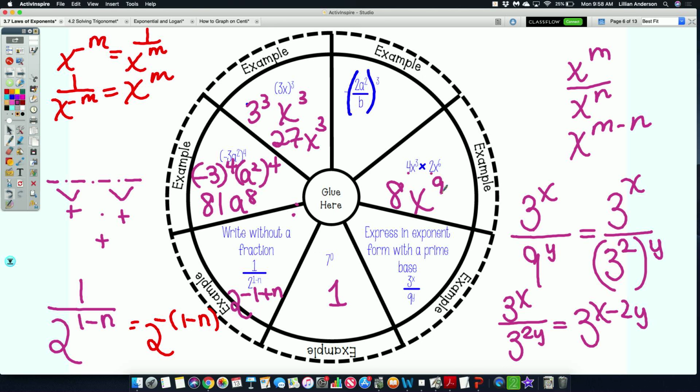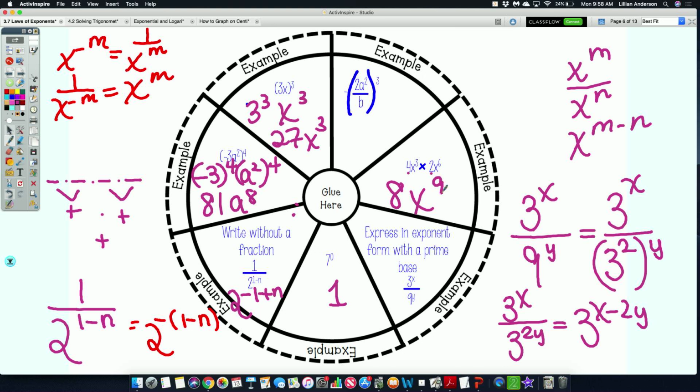That bolder x is your binary x. Trying to get away from the multiplication dot, because that's used for something else. So trying to use the binary x. And the last one, power of a quotient rule.